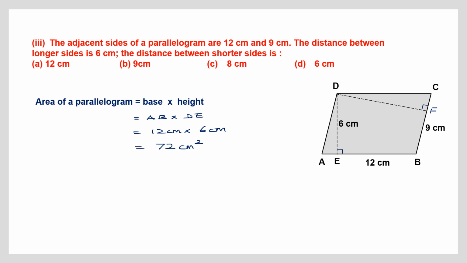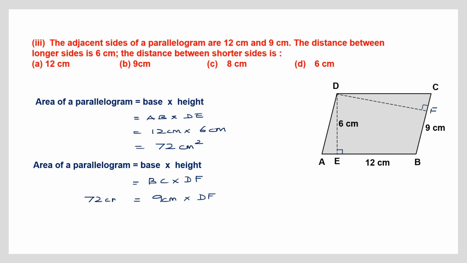So now that we have found the area of the parallelogram, we can again apply this formula and find the height, this time using BC as the base. So area of a parallelogram, we're going to use the same formula, base into height. This time the base is going to be BC and the height which we have to find is DF. Now BC is already given to us as 9 centimeters. We don't know DF and that is what we're going to find. But we also found out what the area is and that is 72 centimeters square.